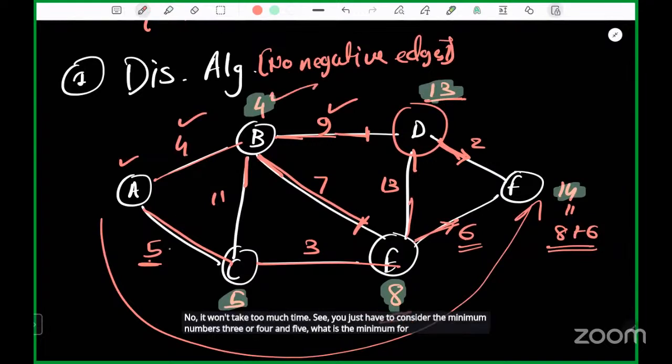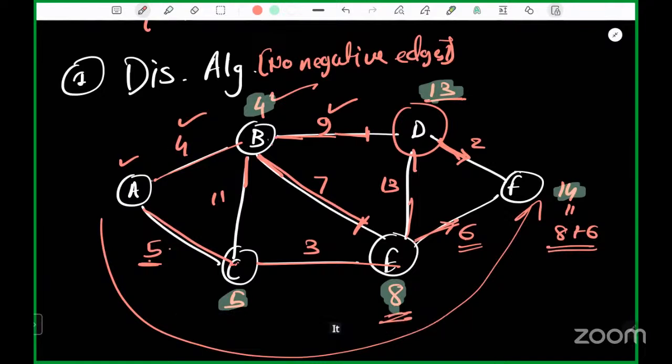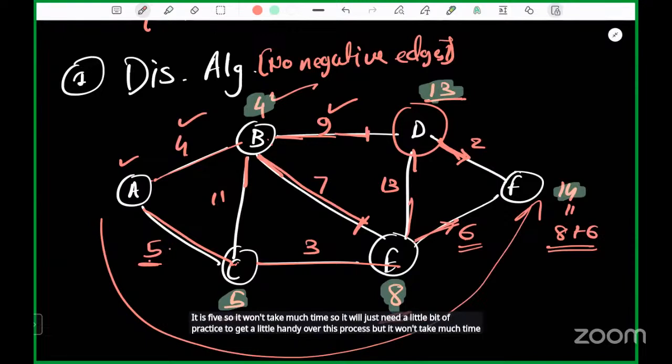Right. So after reaching 5, you have two things. You can go from this path, which will take 5 minutes, or you can go from A to B and then B to C. It will take more time, right? So you have to select the smaller path, which is 5. So it won't take much time. It will just need a little bit of practice to get handy over this process. Just do a couple of questions.